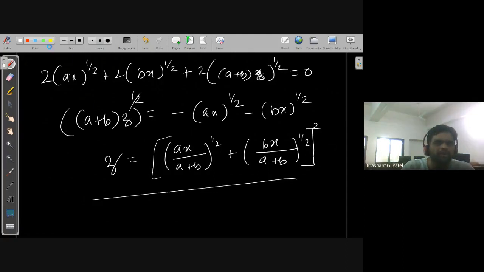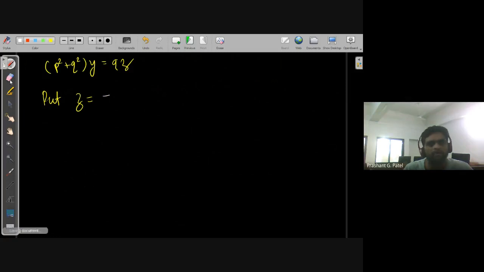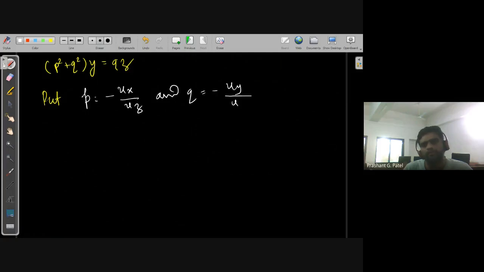Let me solve one more example. Let me have this: p square plus q square into y is equal to qz. The question is to obtain the complete integral of this differential equation. So we have to put p equal to minus ux upon uz and q equal to minus uy upon uz.